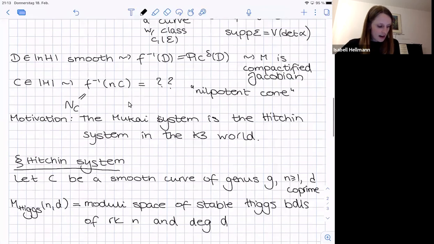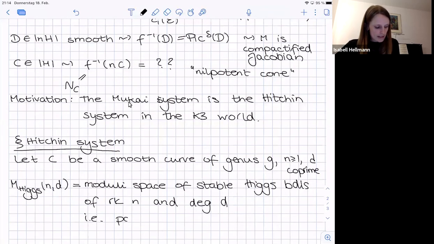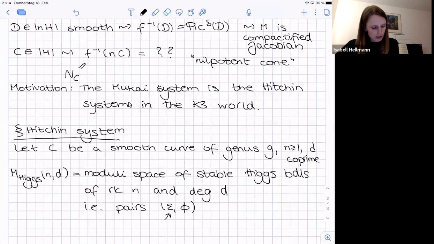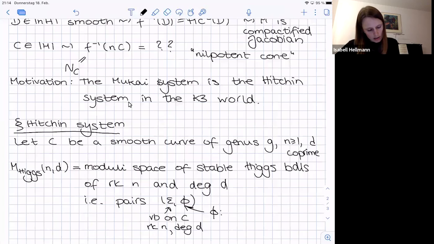So these are pairs (E, phi), where E is a vector bundle on C of rank n and degree d, and phi is a morphism from E to E tensor omega_C.